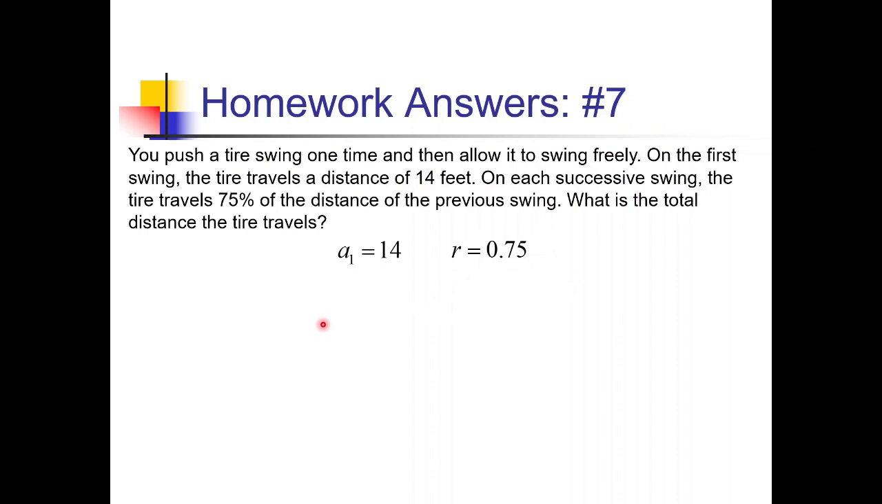So let's go ahead and use that. We've got a1 over 1 minus r. So 14 over 1 minus 0.75. This is 14 over 0.25. Now we could use the calculator, but this is like dividing 14 by 1/4, which, same change flip, is like multiplying 14 by 4 over 1, and that comes out to 56. So 56 feet for this answer.